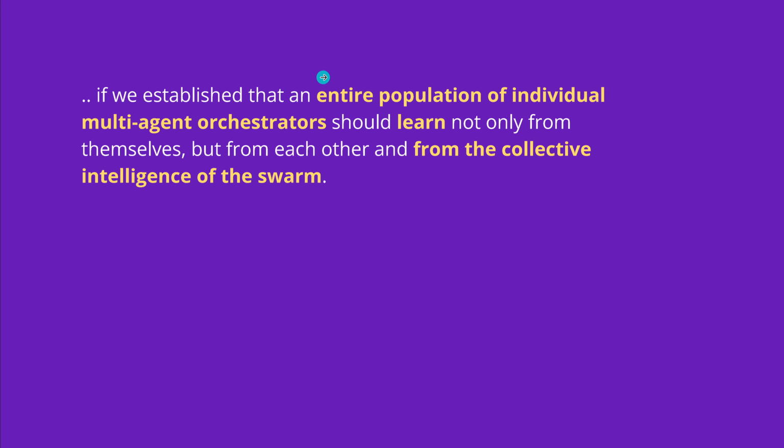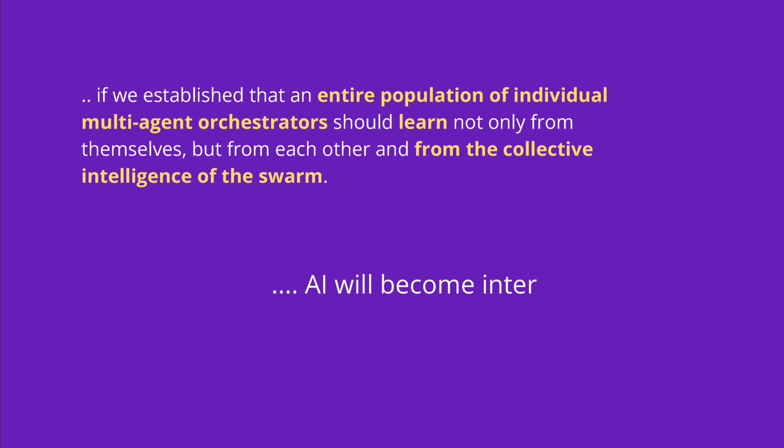And I can say, hey, if we established an entire population of individual, and I say, no, wait, not individuals, but of individual multi-agent orchestrators, they should learn not only from themselves, but from each other and from the collective intelligence of a swarm. If we now increase the complexity in the parallel learning evolution, like a genetic pool learning, then I personally think AI will become interesting again, and we can discover completely new systems.